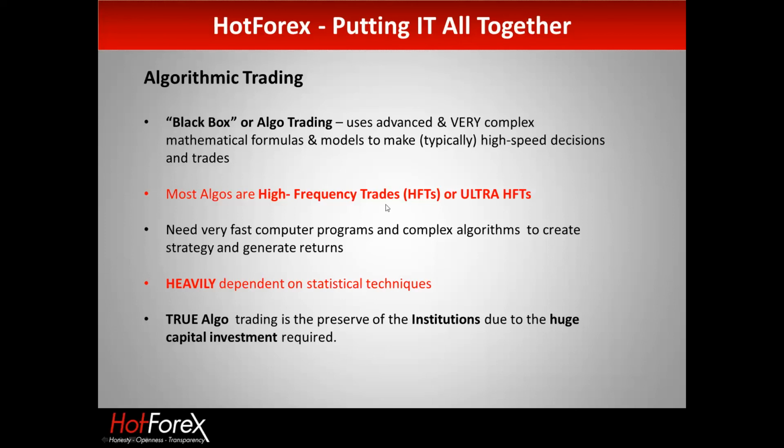So a quick run through on what algorithmic trading is. In my view, in my opinion, it's a black box system, and you need very powerful computers to run them. They're very complex, using very complex mathematical formulas and models, at very high speed, literally millions of trades a year. And they're the preserve of the high frequency traders, the HFT or the ultra HFT, the high frequency trading companies. As I say, very fast programs, very complex, quick algorithms to create a strategy and generate some sort of return very quickly on very small margins, and very dependent on strong and powerful statistical techniques.